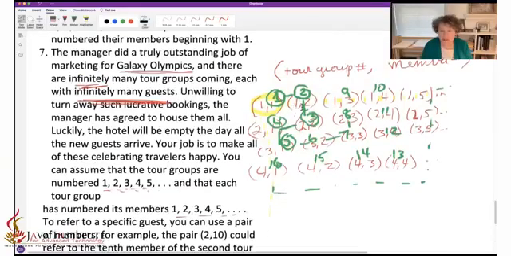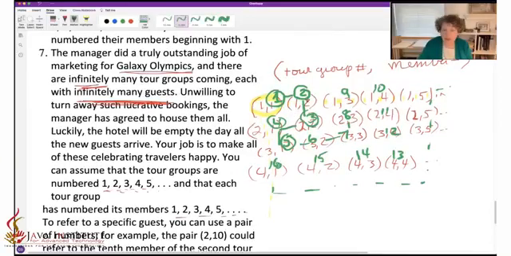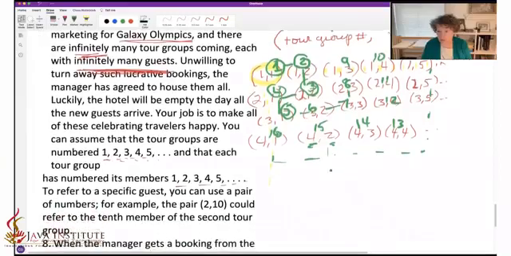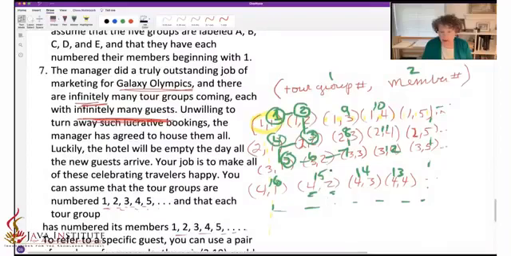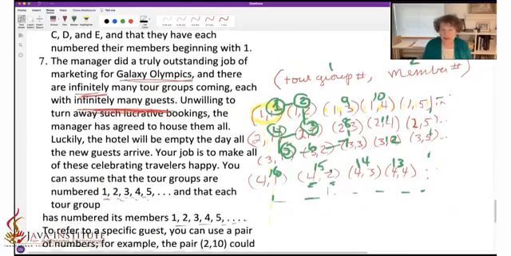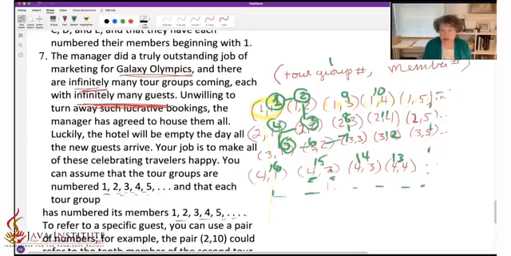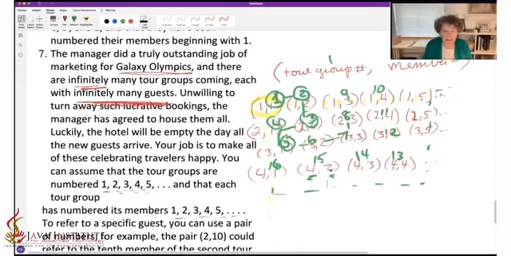Oh, okay, I've got a question about this up here. This 1, 2 here, 1, 2 means tour group 1, person 2. Down here, tour group 4, person number 2. Okay, that's how I did that. Because I have to make sure I've covered everybody in all the tour groups, every tour group, every member. So I give them pairs of numbers.